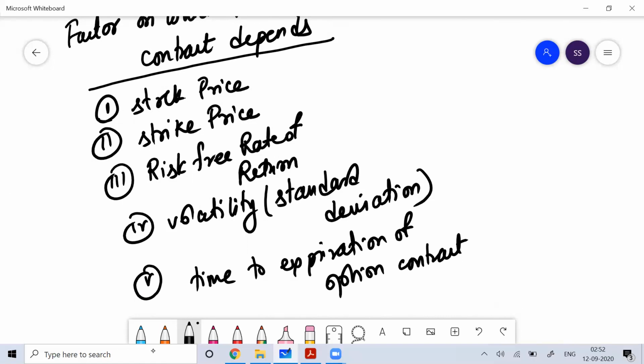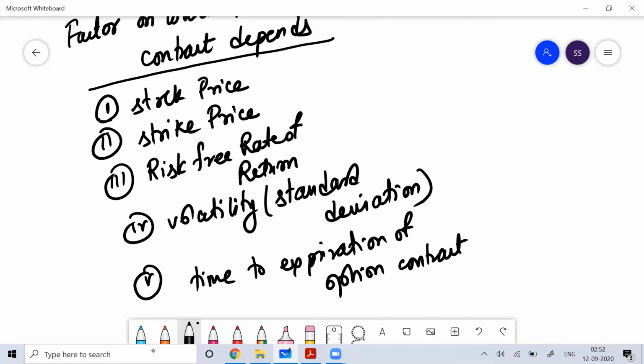If you try to measure the impact, so the actual stock price, what is happening in the underlying market, so the movement in the underlying stock price ultimately affects the premium for the option contract.